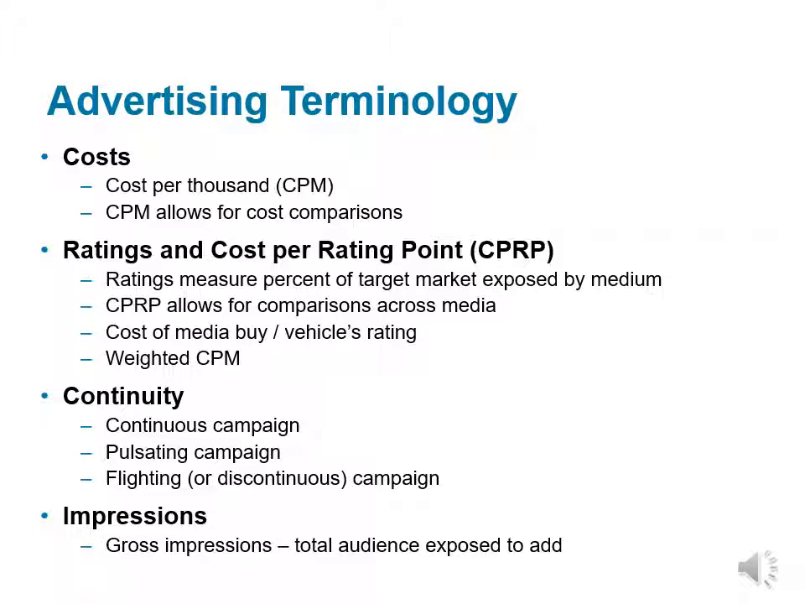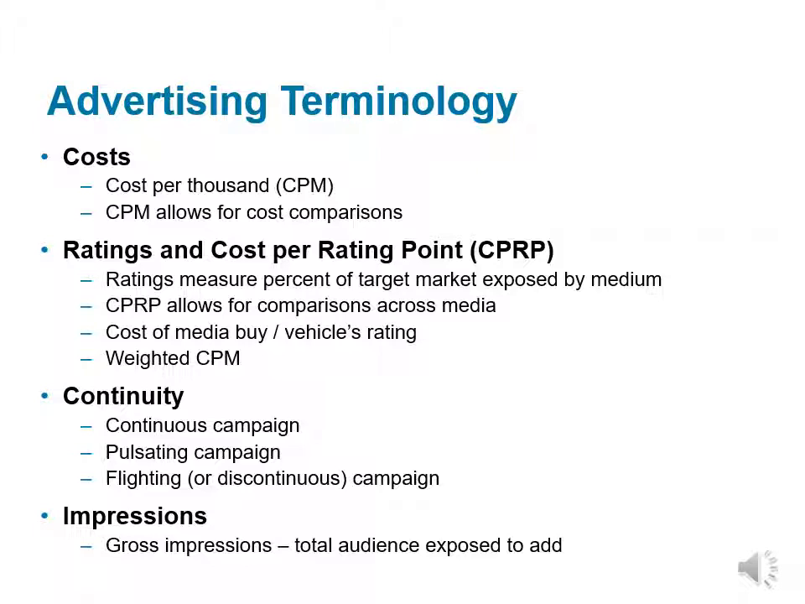Ratings measure the percent of a target market that is exposed to a medium. Cost per rating point allows for comparisons across media. It is calculated by dividing the cost of the media buy by the vehicle's rating. An alternative is to use the weighted, or demographic, CPM, which is calculated by multiplying the cost of the media buy by 1,000, then dividing by the actual audience reached.